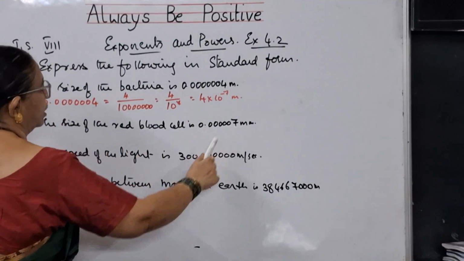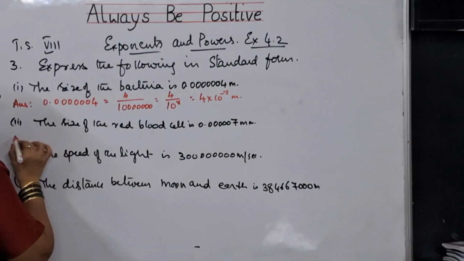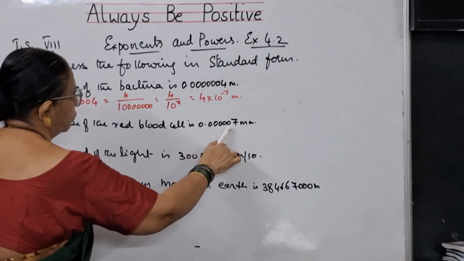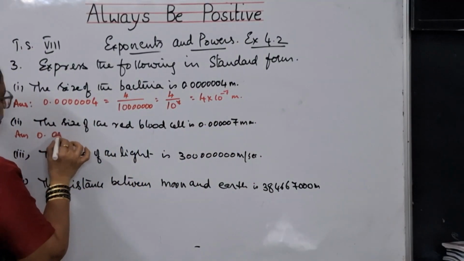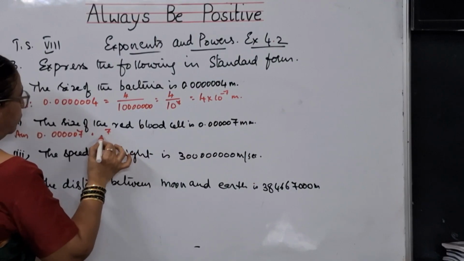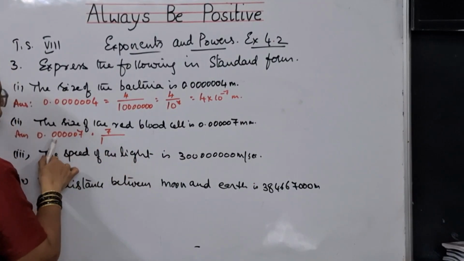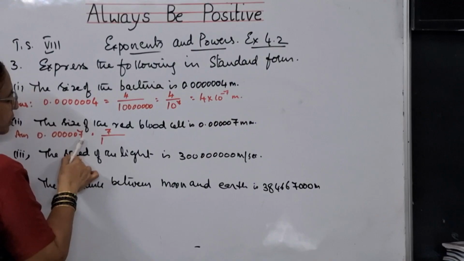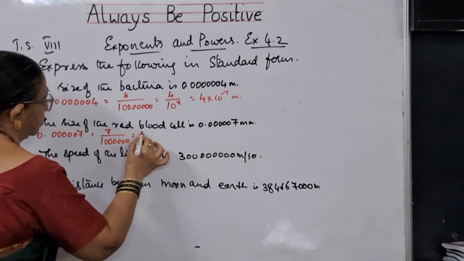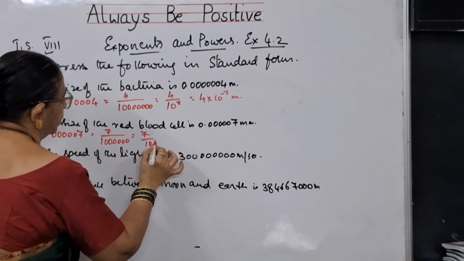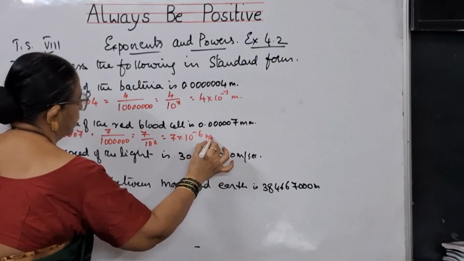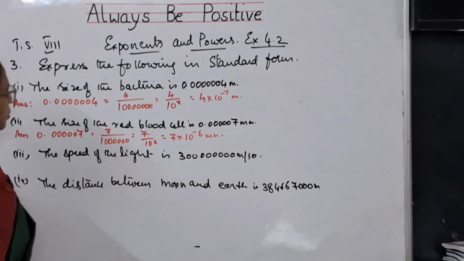Similarly, the size of the red blood cell is equal to 0 point. How many are there? 1, 2, 3, 4, 5 zeros and 7. That means 7 by 1 followed by zeros, 1, 2, 3, 4, 5, and you have to include this also, 6. That means 7 by 10 to the power of 6. That means 7 into 10 to the power of minus 6 mm is the answer for this problem.